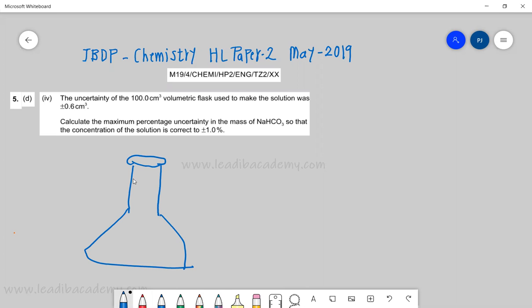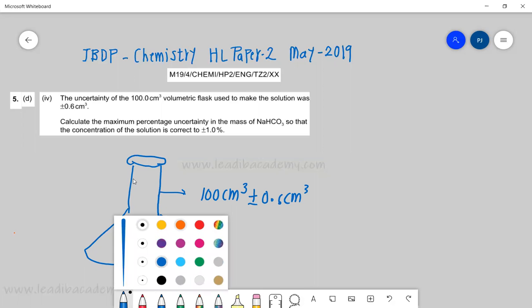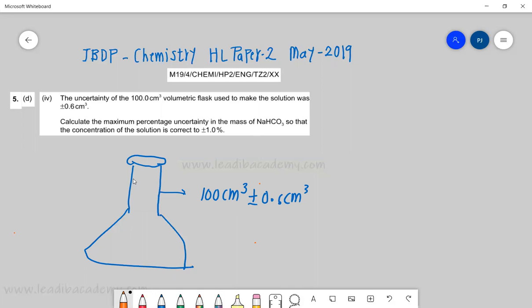Its volume is 100 cm³, and its accuracy or inaccuracy is 0.6 cm³, plus or minus uncertainty. Let me highlight this part. This is the uncertainty which is given.